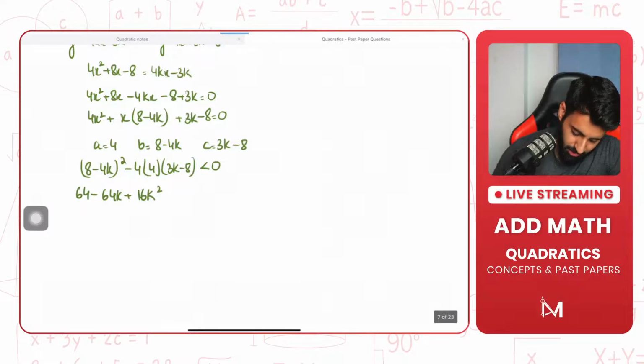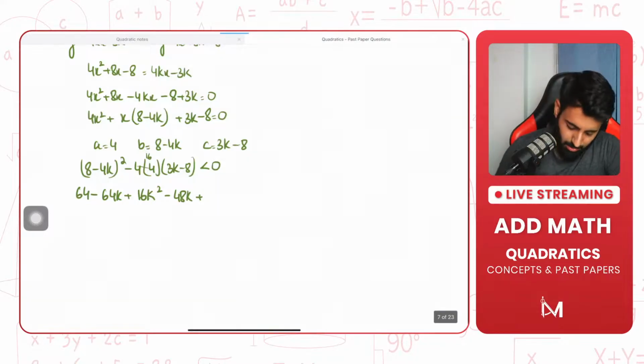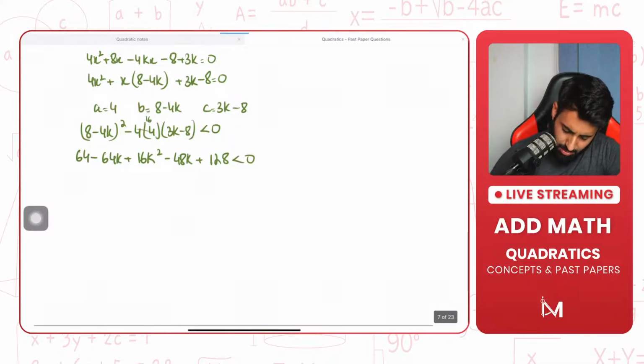Now 4 into 4 is 16. 16 into 3 will be 30 plus 18, 48. So that means minus 48k, and minus 16 into minus 8 is going to be plus. Okay, should probably use a calculator now. 16 into 8 is 128, less than 0. Okay, so let's see if I can cross anything out.